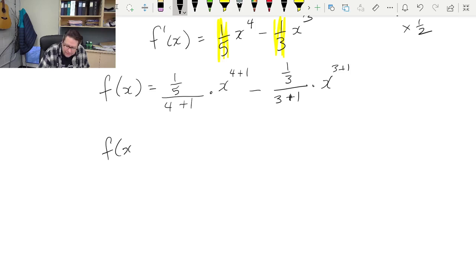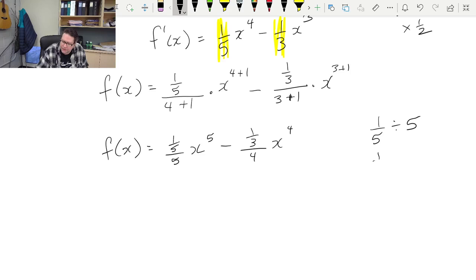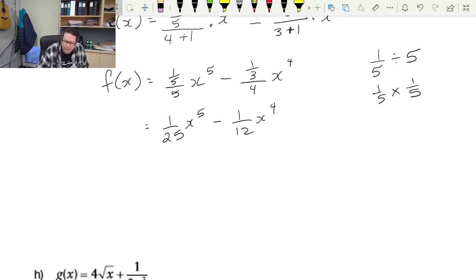So f of x is 1/5 divided by 5 times x to the 5 minus 1/3 over 4 times x to the 4. Remember that when you're dividing, 1/5 divided by 5 is the same as saying 1/5 times a 5th. So this is 1/25 times x to the 5 and 1/12 times x to the 4. And the final answer in the answer key is probably going to go back to the way it was originally given and multiply this together to make x to the 5 over 25.